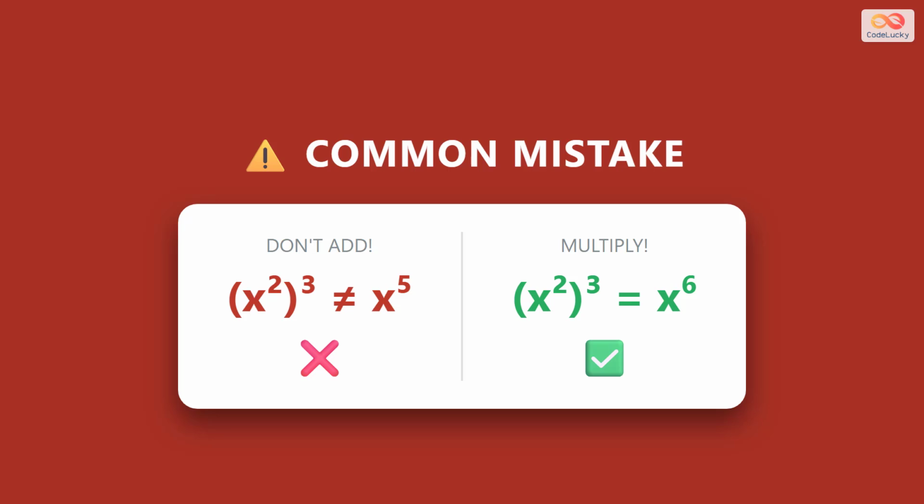A very common mistake is adding the exponents instead of multiplying them. Remember, if you see parentheses separating the exponents like this, you must multiply. x squared, cubed, is x to the 6th, not x to the 5th.